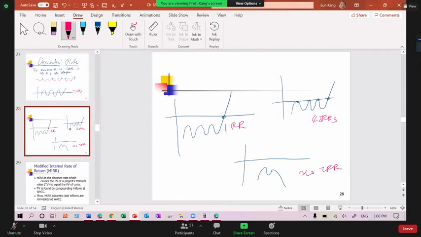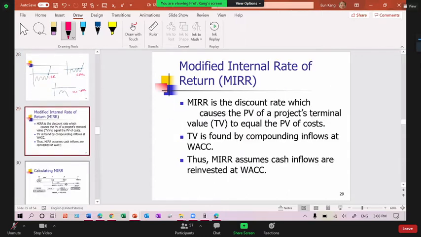So the managers went to professors and asked, what should I do? I want to use IRR. And professors recommended modified internal rate of return. M is modified, and IRR. Then how do they modify? It's like this. You just kind of correct some problems of IRR.